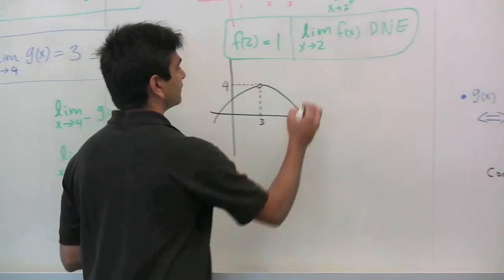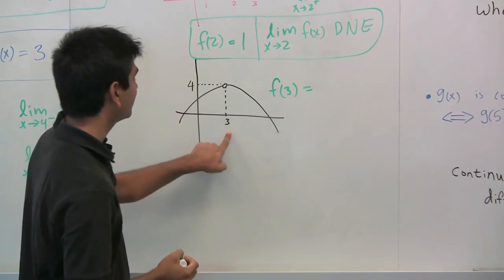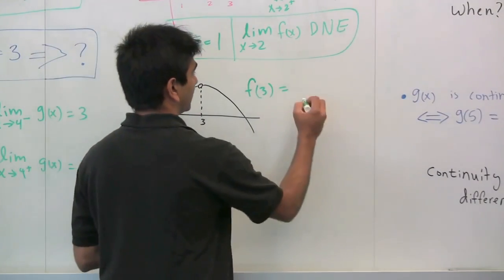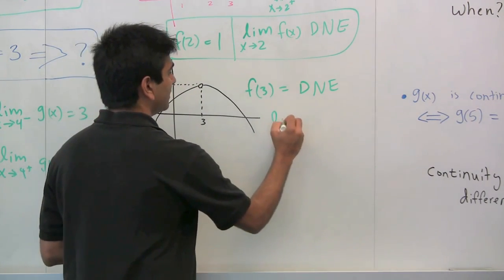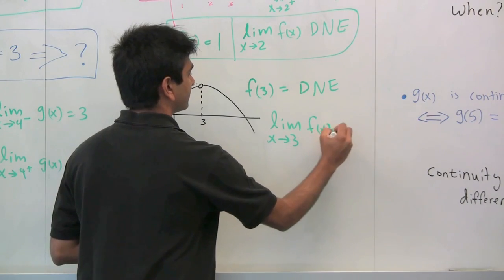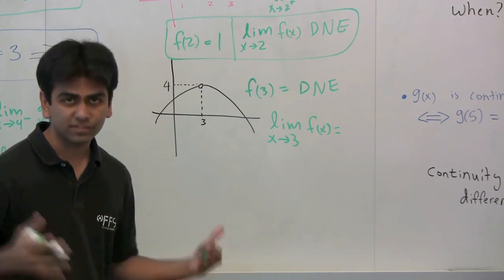Here, if we ask ourselves what f of 3 is, we see that it doesn't exist, because at the x value of 3, there is no y value. So this does not exist. But if we look at the limit as x approaches 3 of f of x, again, to analyze this, what's the first thing we should jump to? The left and the right-sided limit.